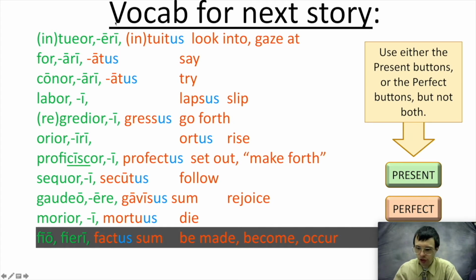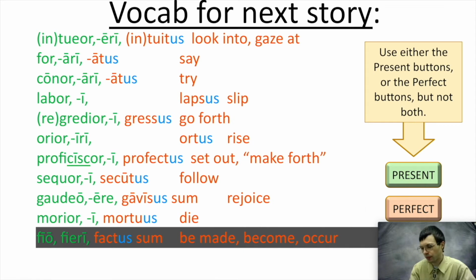These are the words we're going to use in this next story, so you might want to stop the video and get familiar with these. You want to be able to say them. And then in this next exercise, you can use either the present or the perfect. Don't use both simultaneously. But I'm going to do both right now, one after the other.